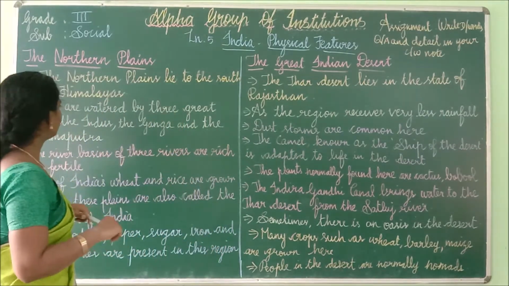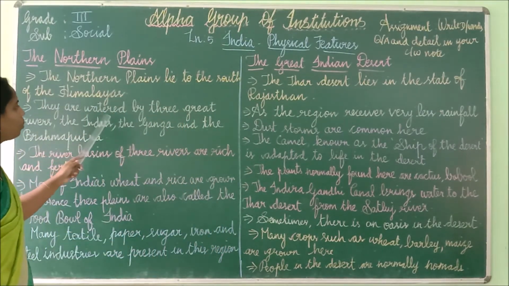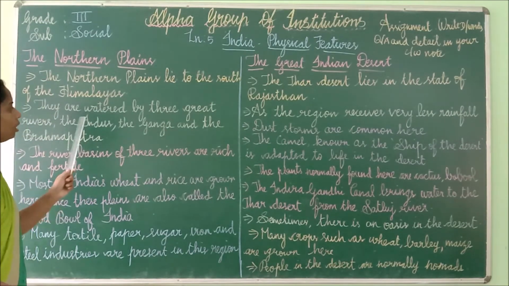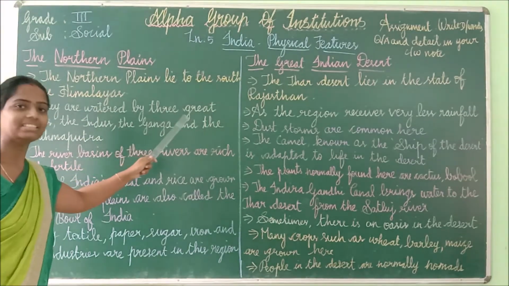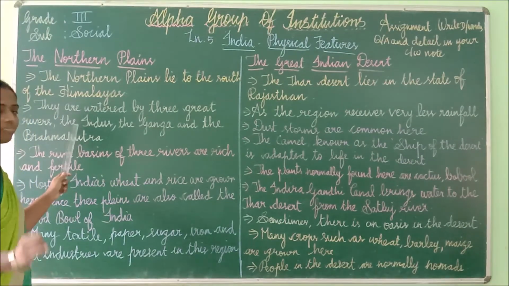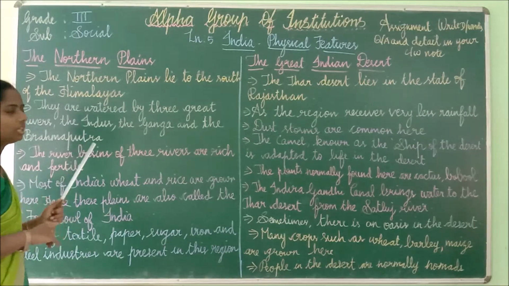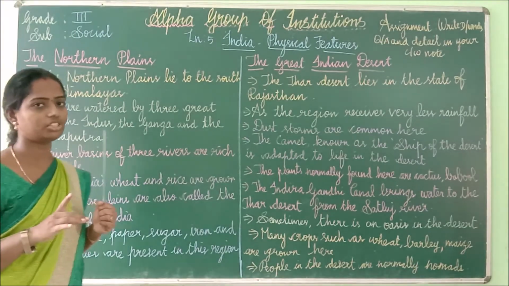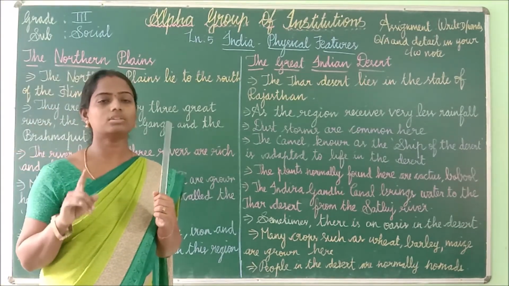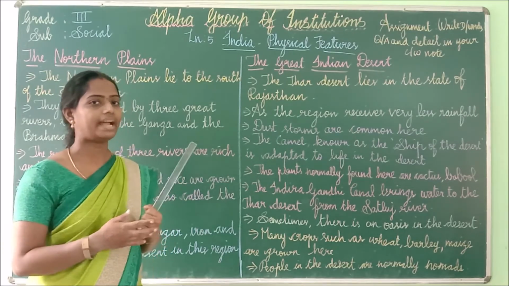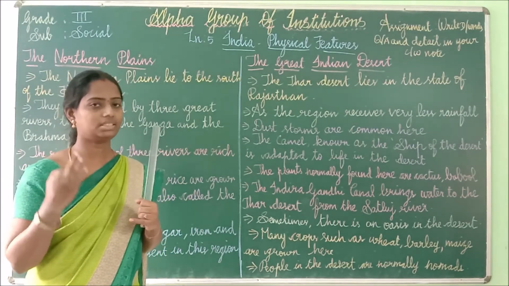And then the second point, they are watered by 3 great rivers: the Indus, the Ganga and the Brahmaputra. It is the most important thing, children. They are watered, which means the whole land of the plains is covered by the 3 main rivers.